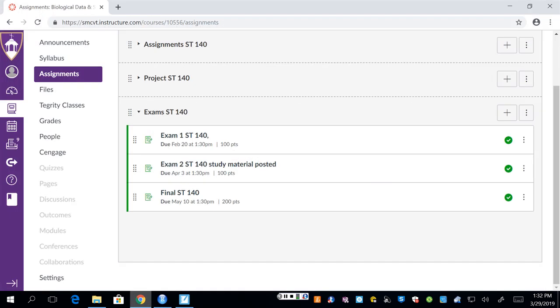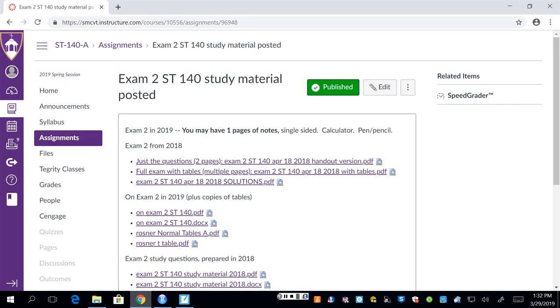Looking at the website, right? So under assignments, under the second exam, some material is posted there. You can have the page of notes. It says there, single-sided. There's an exam from last year that's posted here. Right, this is just the questions. This handout version is just the question, so it's condensed to a couple pages. On the actual exam, it's 6 or 8 pages, something like that. And there was space to write the notes.